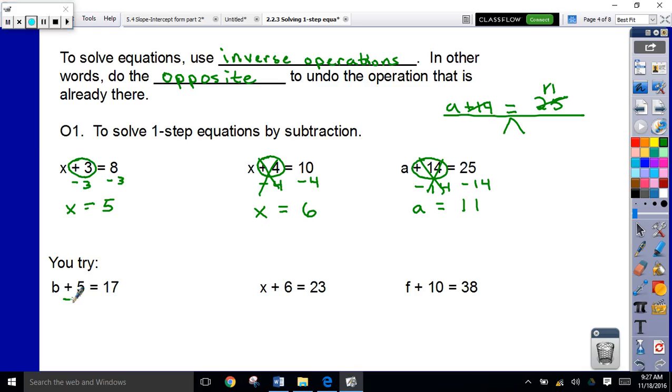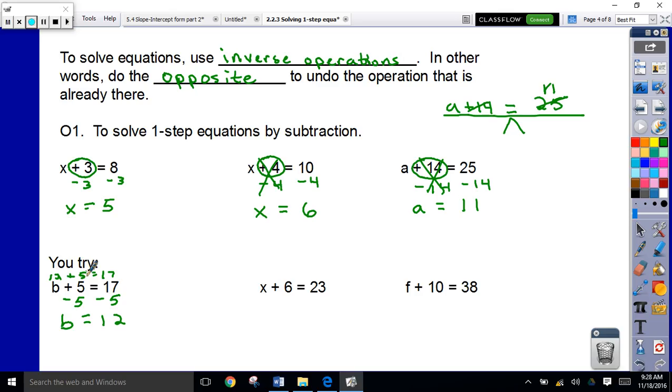Okay, so we're going to subtract 5 from both sides. What's left on the left side? Well, it's b. b, bring down the equals. What is 17 minus 5? 12. And we can check to see if that works by putting 12 in for b. 12 plus 5 is 17. It's true, so we know we have the right answer.